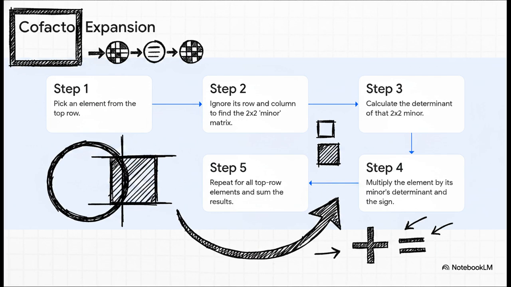You calculate its determinant, which we already know how to do, and multiply it by the number you started with, making sure to use that checkerboard sign. You do this 3 times, once for each number in the top row, and then just add them all up. Let's try it for real.